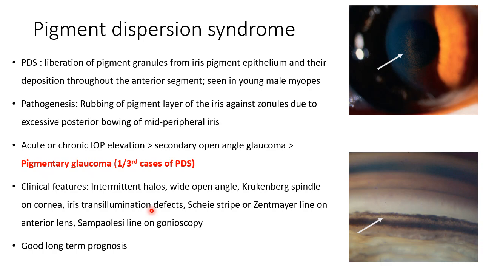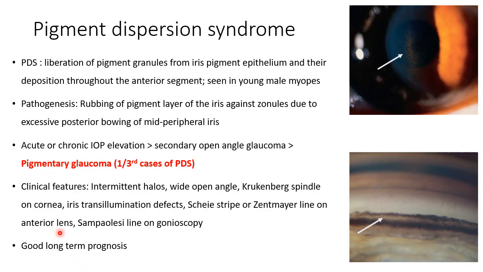When you throw light through a normal iris, the light doesn't pass through. Iris transillumination is when the pigment epithelium is lacking, so the light can pass through. And when you observe the eye in retroillumination, those areas appear red in color, right? So those are known as iris transillumination defects. Then there is the Scheie stripe or Zentmayer line or Sampaolesi line. All of these are just names, and all of them consist of patterns of pigment deposition.